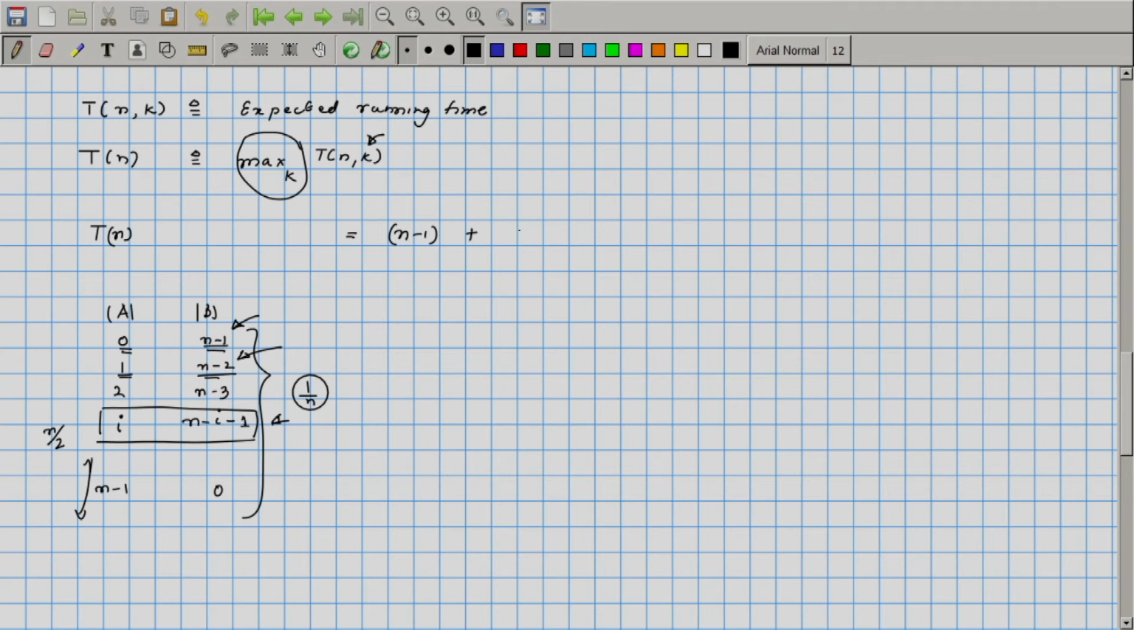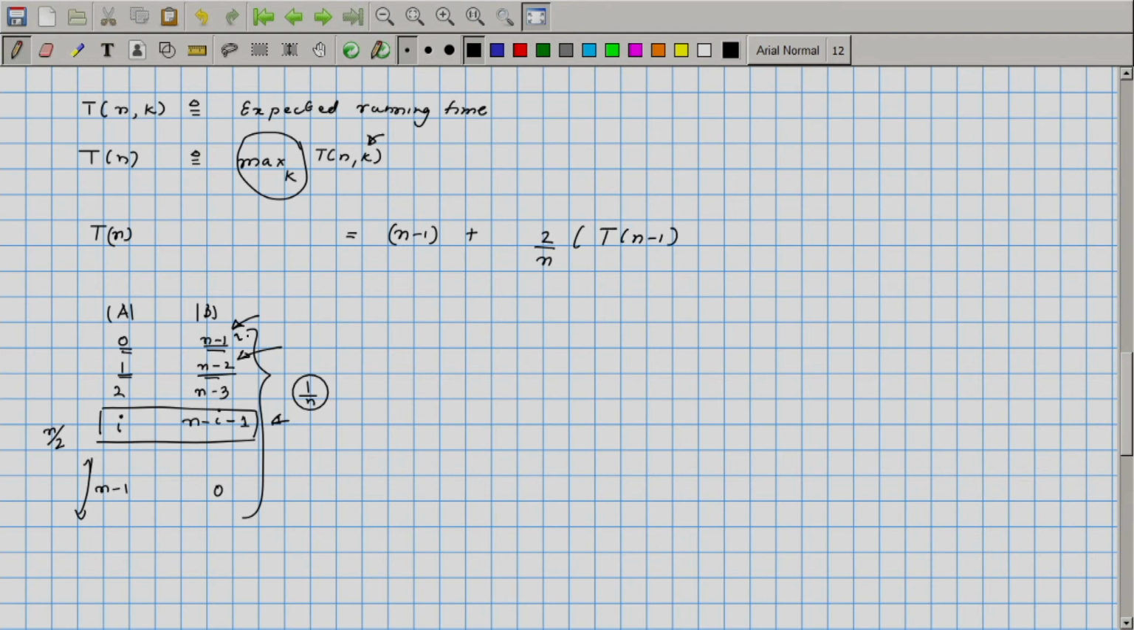plus, if you are lucky, with probability 1 by n, you just return the correct answer. Let us say that is constant time, so 1 by n into 1, or if we are looking at the number of comparisons, we could just say that this does not happen at all, plus 2 by n into T(n minus 1).